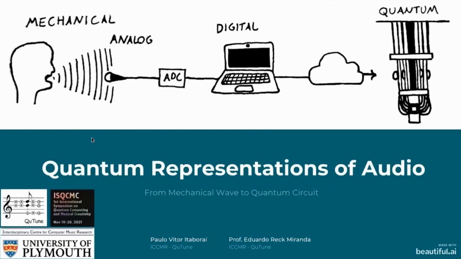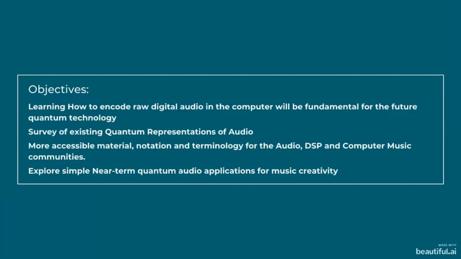This work, as I mentioned already, is part of the QTune project at the ICCMR, University of Plymouth. The main objective of this work was to learn how to encode raw digital audio information into quantum computers. And this will be really useful for future quantum technology. Consider the impact that the ability of storing digital audio had for our synthesizers and DAWs; I think this will have the same impact for quantum audio.